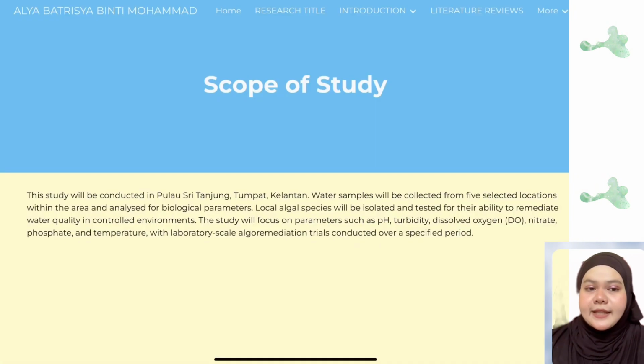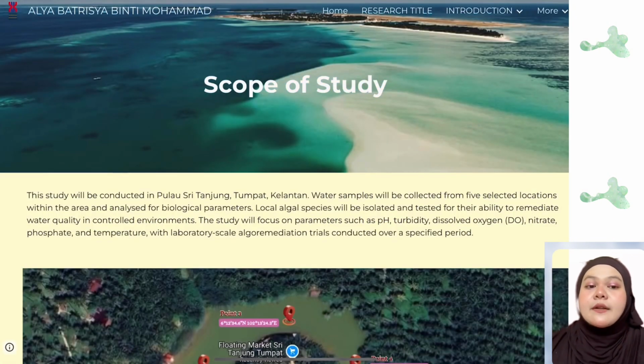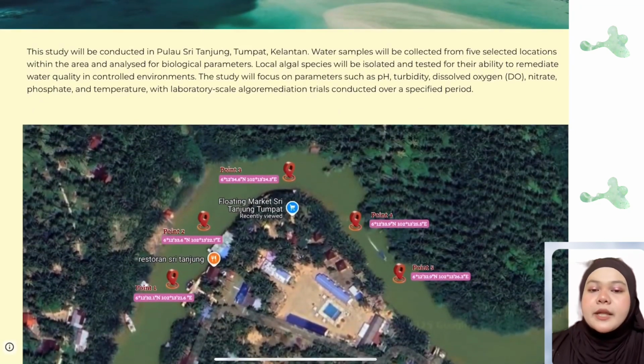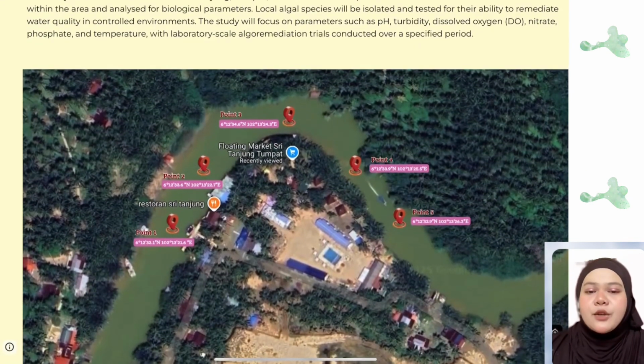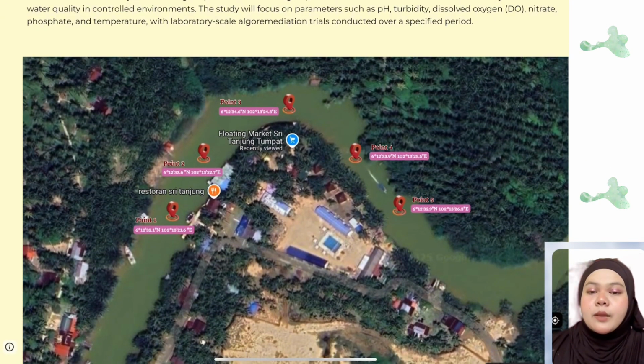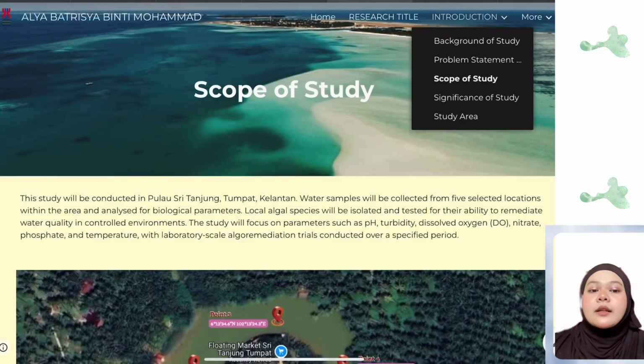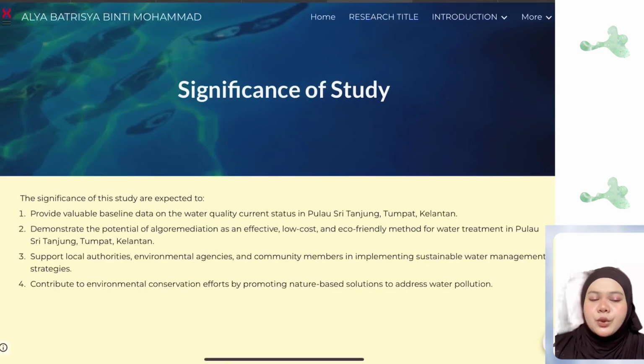We move to the scope of study. This study will be conducted in Pulau Seri Tanjung, Tumpat, Kelantan. Water samples will be collected from 5 selected locations within the area and analyzed for biological parameters. Local algae species will be isolated and tested for their ability to remediate water quality in controlled environments. The study will focus on parameters such as pH, turbidity, dissolved oxygen, nitrate, phosphate, and temperature, with laboratory-scale algoremediation trials conducted.